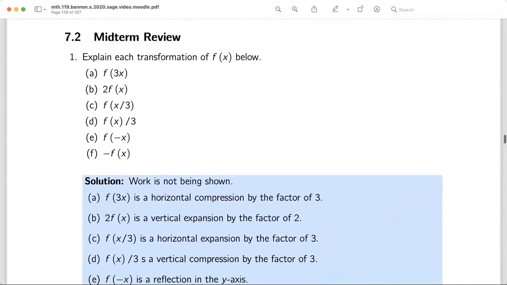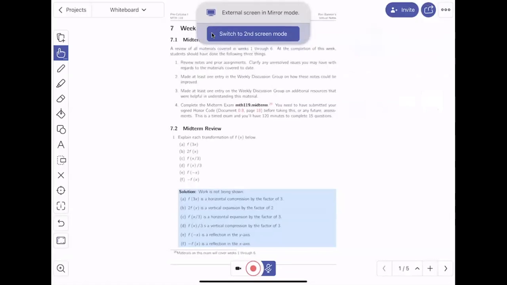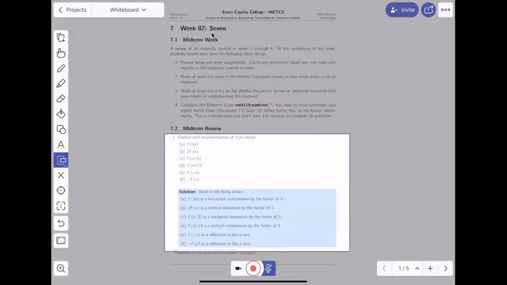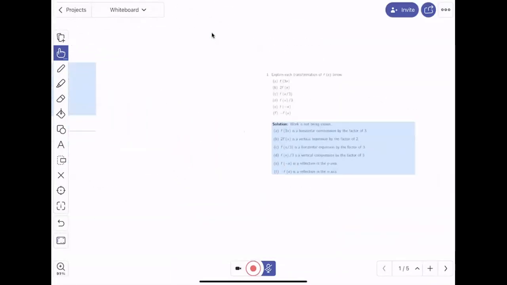So I'm going to switch to the whiteboard, and just give me a moment. Okay, we're at the midterm review, and we're going to talk about the first question. Let me just pull that to the side, and I'll just make it bigger for you.